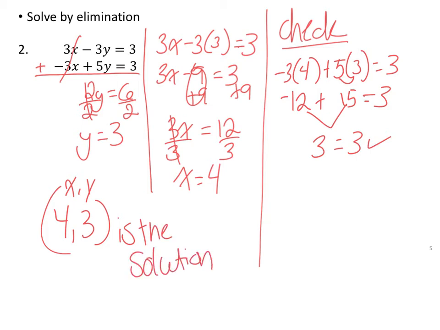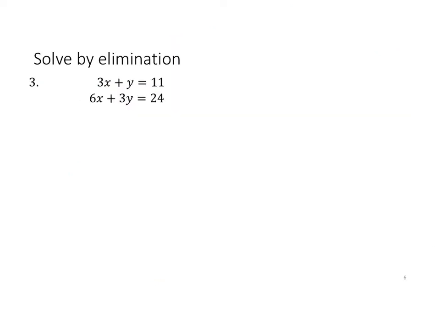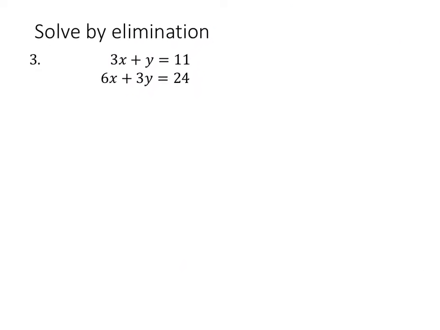Number 6. Not number 6, it's slide number 6, number 3. 3x plus y equals 11. 6x plus 3y equals 24. If I add here, I'm just going to show you, if I add, nothing's going to be eliminated. I'm just showing you that it won't be eliminated. So I have to figure out something else.